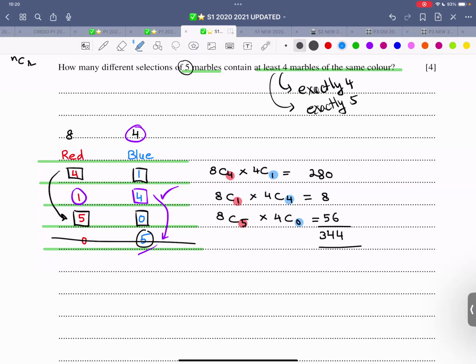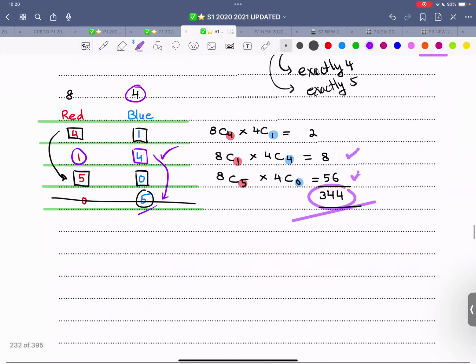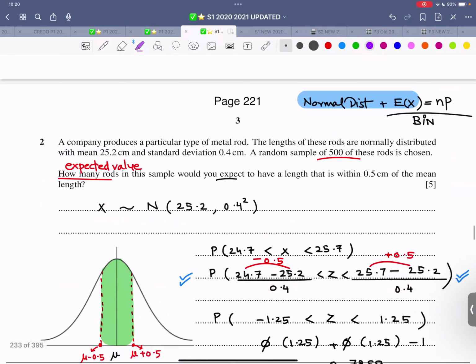So now add all of these together. That is 280 plus 8 plus 56. That adds up to 344. So for 4 marks, that's how it's to be done. That is an nCr question. That's the first one.